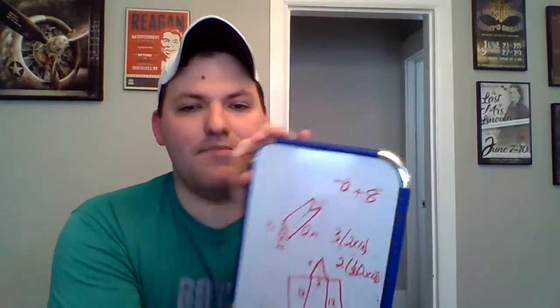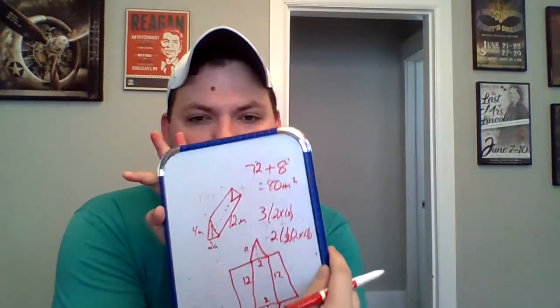And I'm going to add that to my rectangle equation. So I go 2 times 12, which is 24, times 3. If I do 24 times 3, that's going to get me 72. So I have 72 meters plus 8 meters, which of course gets me 80 meters squared. I get 80 meters squared.